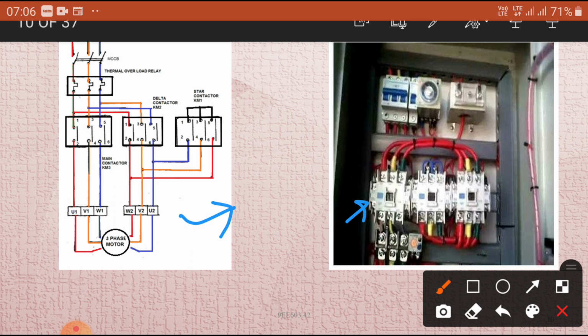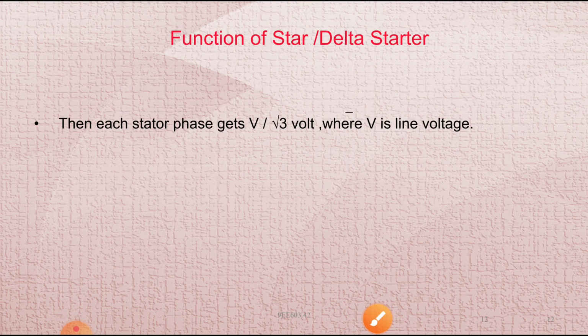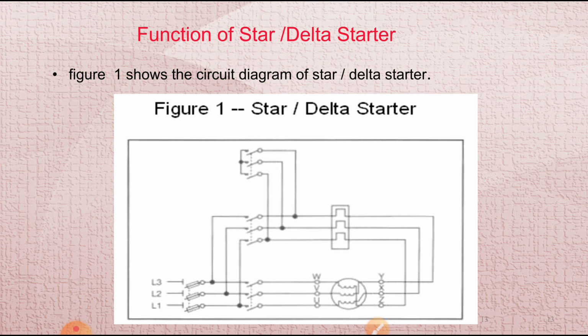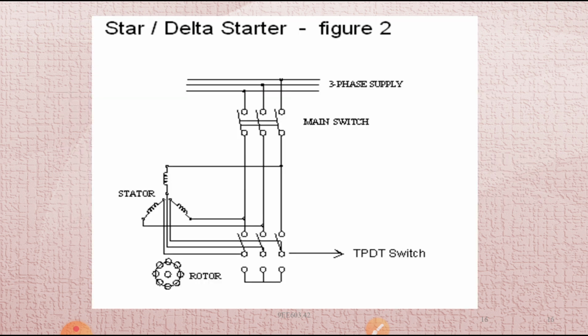So you can see this is another arrangement. Now what will happen here? When the motor speed picks up, you can see this is another figure, a good figure. Here you can see it. What will happen? Here you can see it.